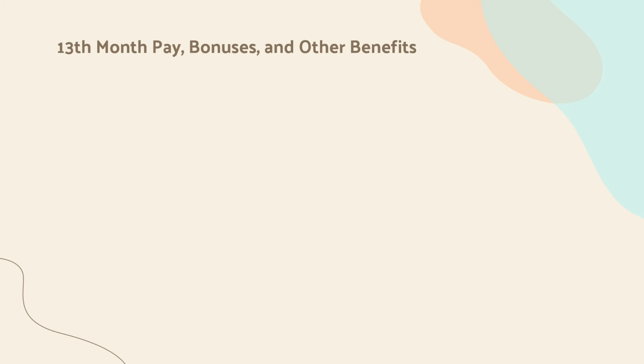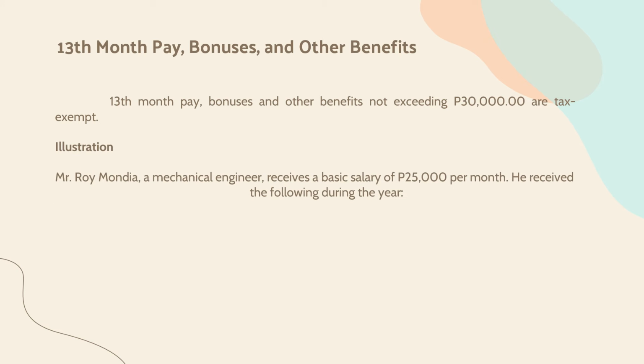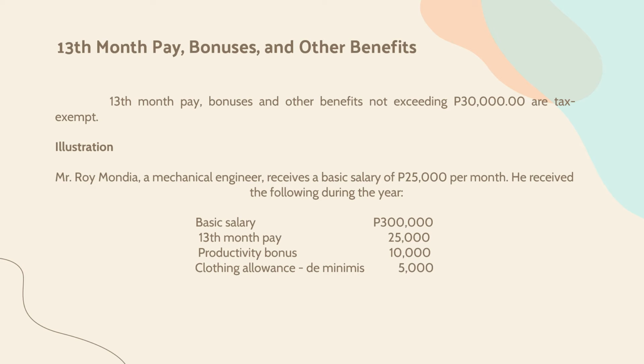Next is the 13th month pay, bonuses, and other benefits. 13th month pay, bonuses, and other benefits not exceeding 30,000 are tax exempt. So let's illustrate. Mr. Roy Mondoya, a mechanical engineer, received a basic salary of 25,000 per month. He received the following during the year. Basic salary is 300,000. 13th month pay is 25,000. Productivity bonus is 10,000. Clothing allowance is 5,000.